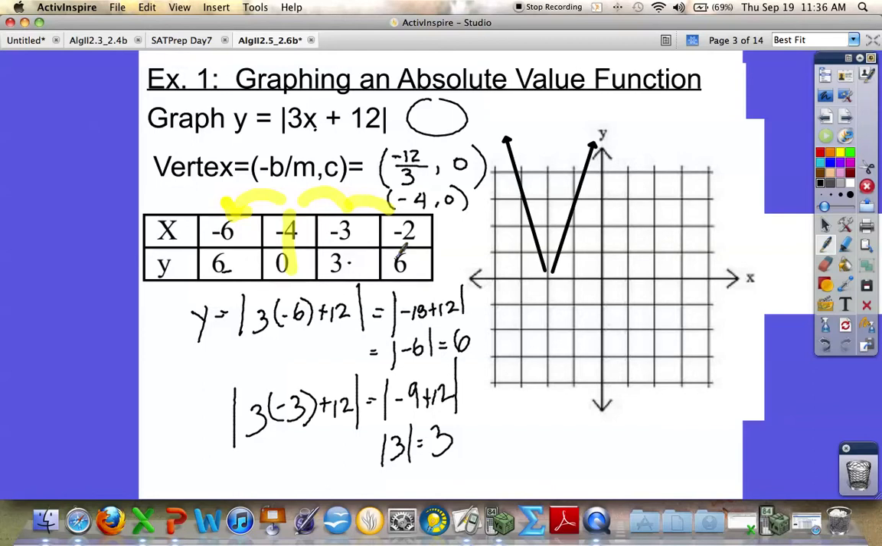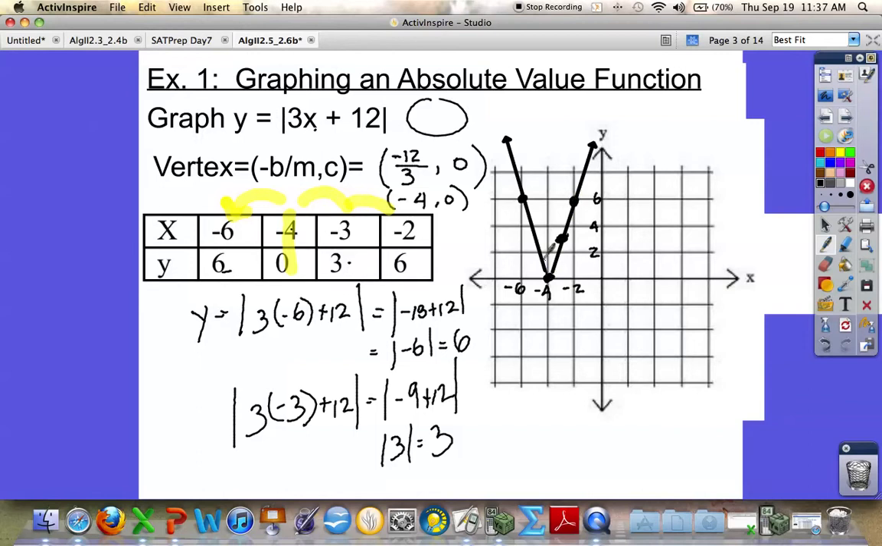So when I graph these points, I'd like to start with my vertex. My vertex is at negative 4, 0. So if I started at the origin and went back 2, 4, this would be my vertex. Now, if I went to this point and did negative 6, 6, I would say, well, this could be the negative 6, and then this is 2, 4, 6. So negative 6, 6 is at this point. Negative 3, 3, somewhere about here, and negative 2, 6. If I go back 2 and up 6, that would be this point.